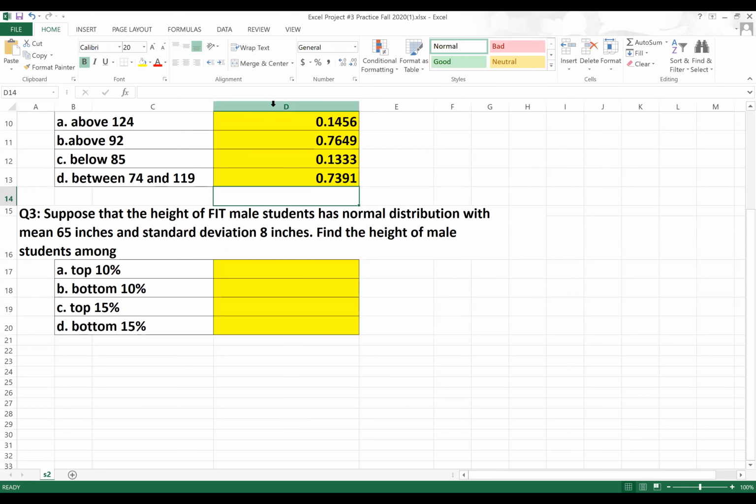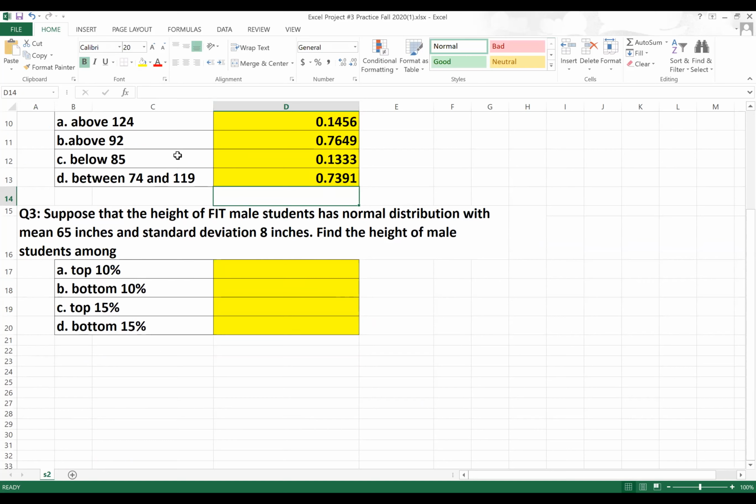Question 3. Suppose that the height of FIT male students has a normal distribution with an average height of 65 inches and a standard deviation of 8 inches. Find the height of male students among the top 10%, right?